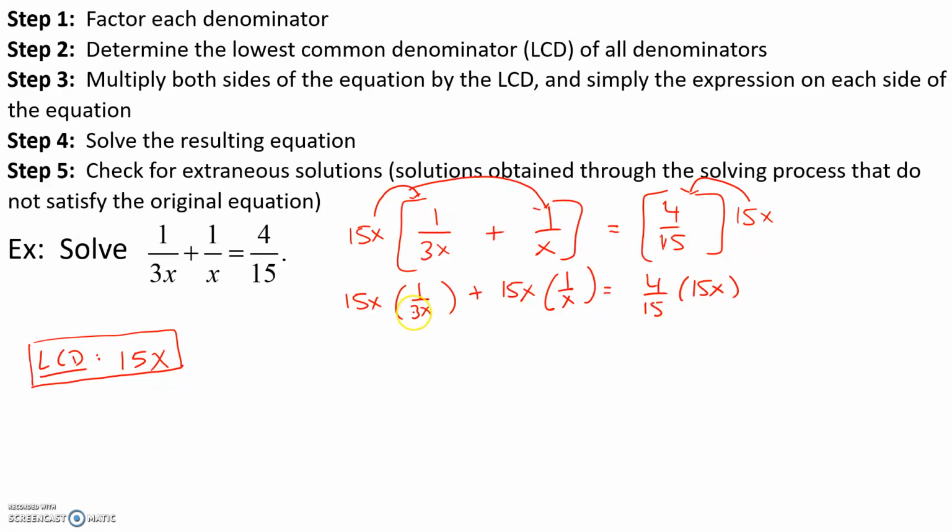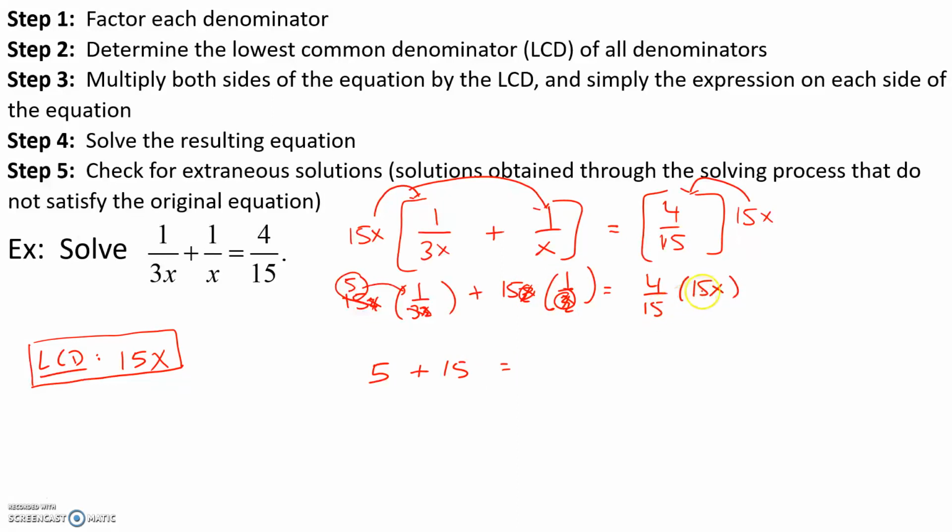3 goes into 15 5 times, and the x's cancel each other out. So 3 goes into 15 5 times, x and x divide to be 1. So all we're left with here is a 5. If you multiply 5 times 1, our first term will be 5. We have 15x divided by x, so the x and the x divide to be 1. We have 15 times 1, which will give us 15.